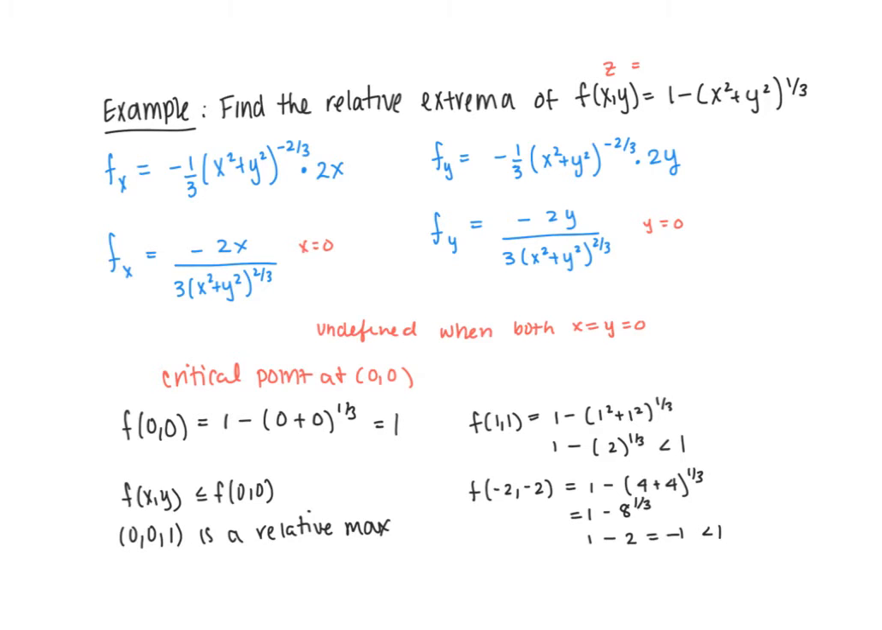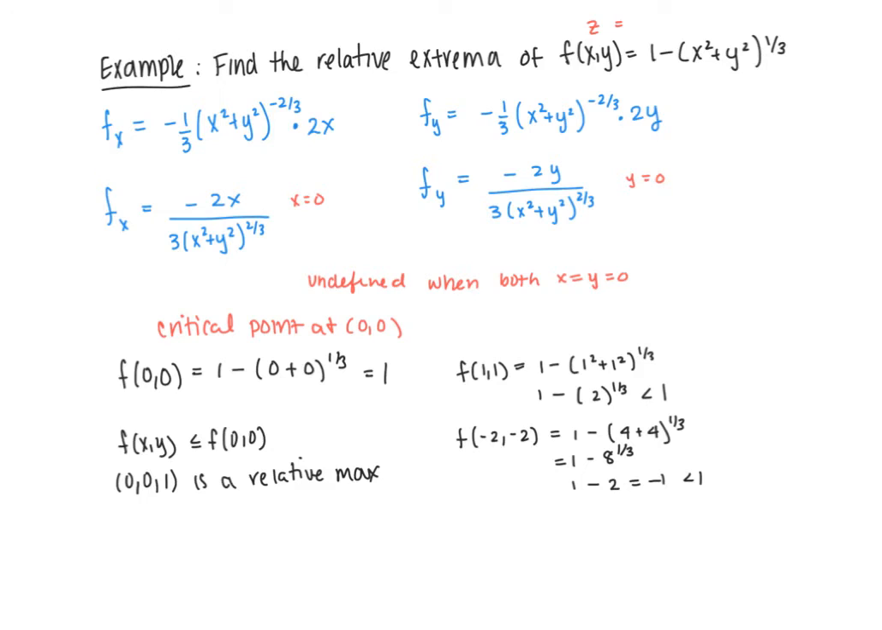Or you could also word it the way we did in the previous example: (0, 0) is a relative max at z equals 1. And so that's how you find critical points and the relative maximum or minimum for one of these problems.